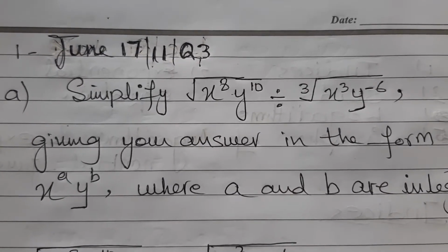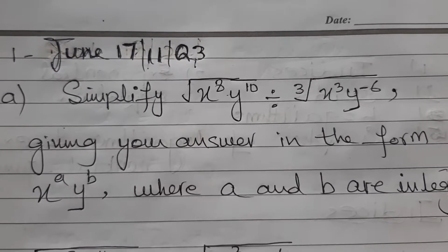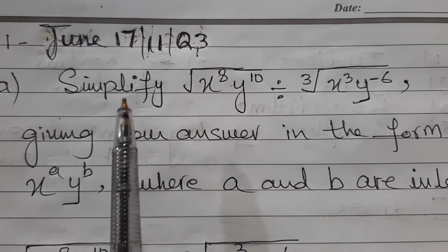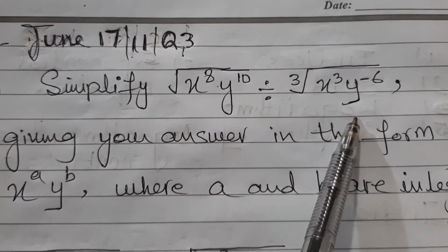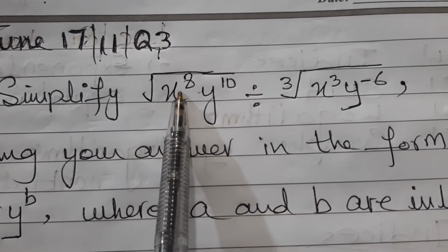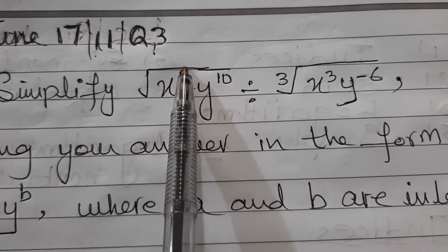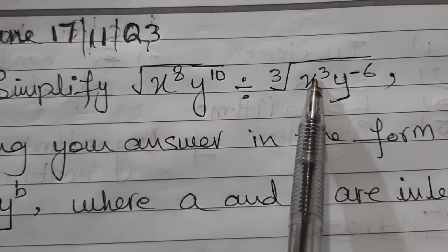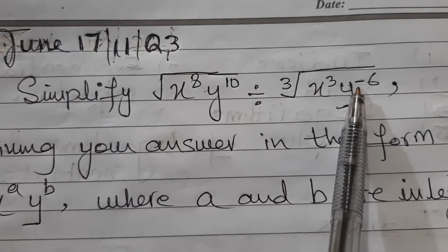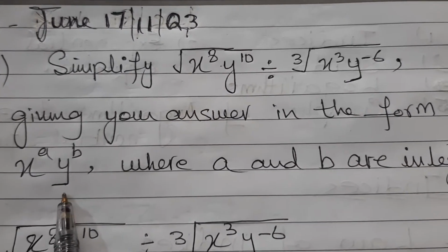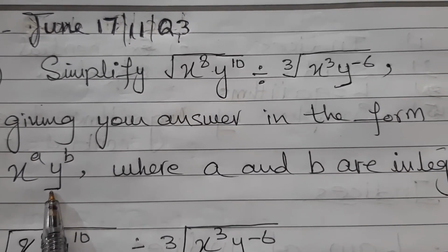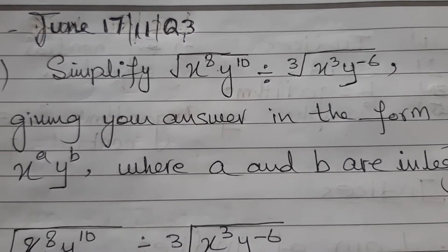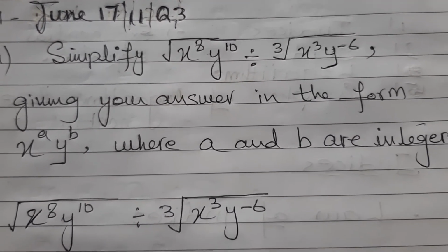Okay, so I have picked up one question from June 17, variant 1-1, question 3. The question is saying simplify this term. Now what is this term? x power 8, y power 10 inside the root, divided by cube root of x cube y minus 6. So you have to simplify and bring it into this form: without any root and only two terms, x and y, with powers a and b, and powers a, b are integers.